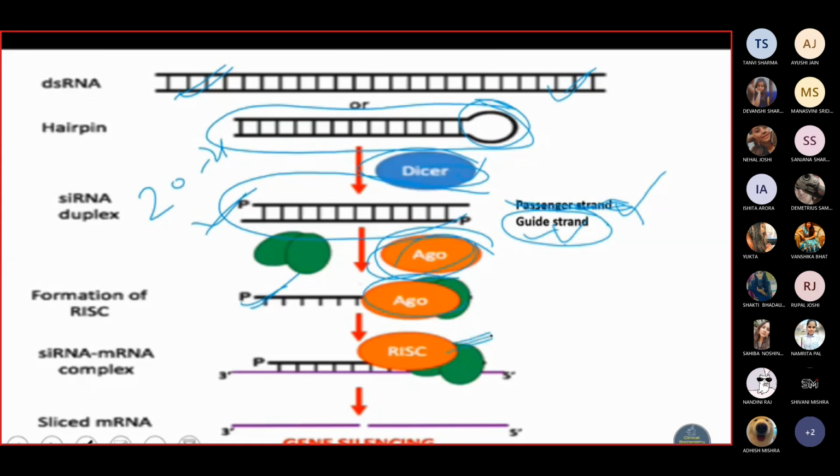And then which is complementary to the guide strands. So this is RNA, in this case this is siRNA. Similar process is going to occur in miRNA also. So here it is having another complex that is called as RISC. RISC means RNA induced gene silencing complex. So that is a RNA.